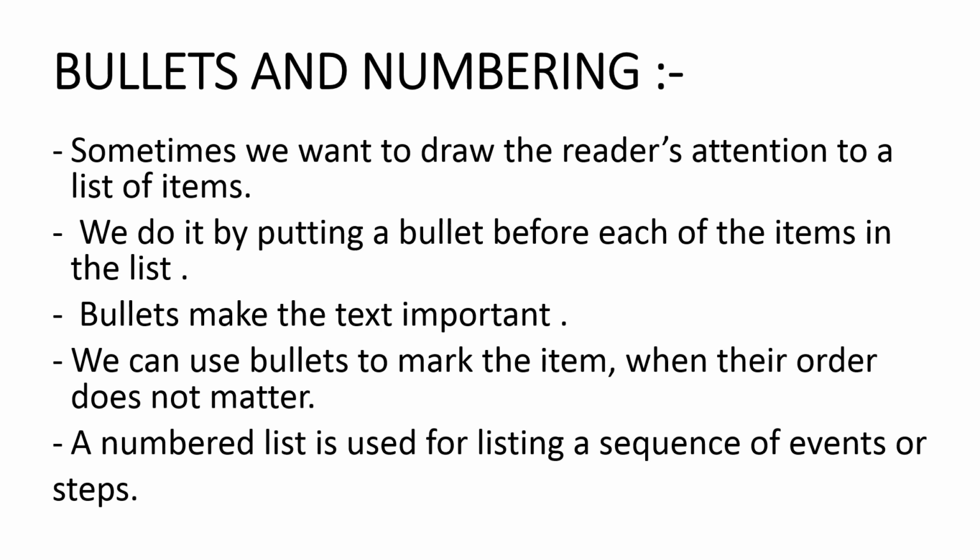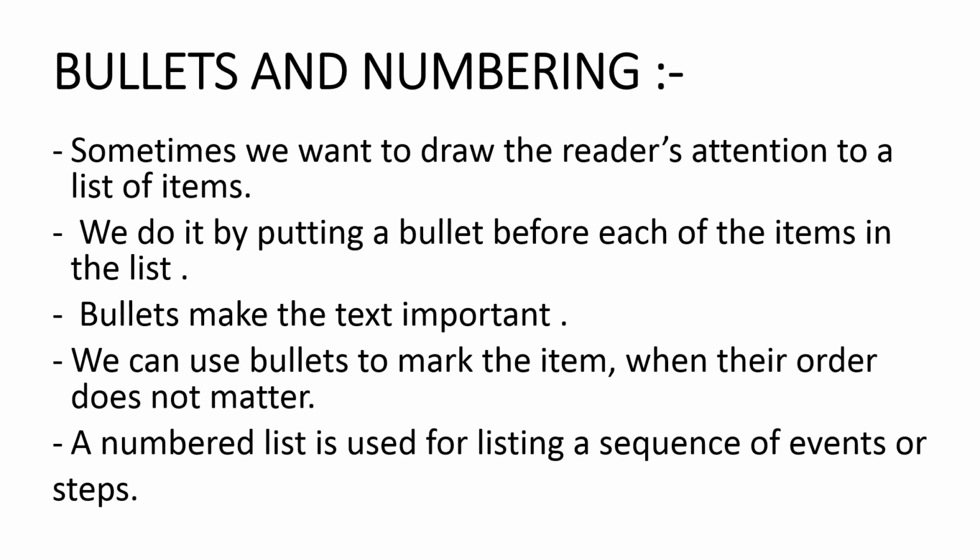Now we are also going to see a numbered list. A numbered list is used for listing a sequence of events or steps. Sometimes we want to draw the reader's attention to a list of items. We do it by putting a bullet before each of the items in the list, and bullets make the list content very important. These are a few things about bullets, and the next thing that we are going to see is numbering.